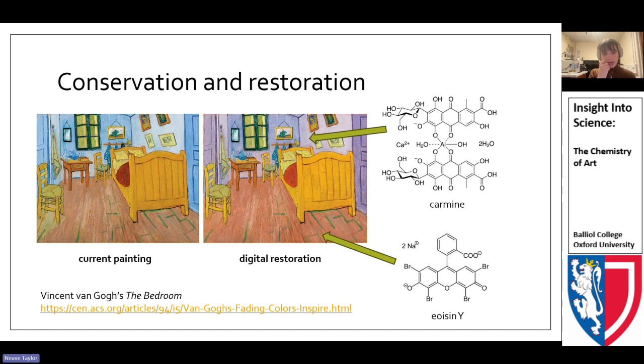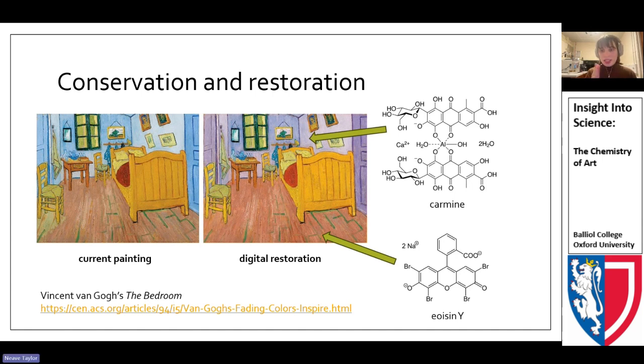So here is a screenshot that I took from this CNN article, which is really excellent. I'll give you a link at the end of the presentation as well if you'd like to go read it. I do really recommend it. On the left-hand side is Vincent van Gogh's painting The Bedroom as it looks today if you were to go to the National Gallery in London and have a look. On the right-hand side is a digital restoration of scientists' best guess of what the artwork looked like when it was first painted.